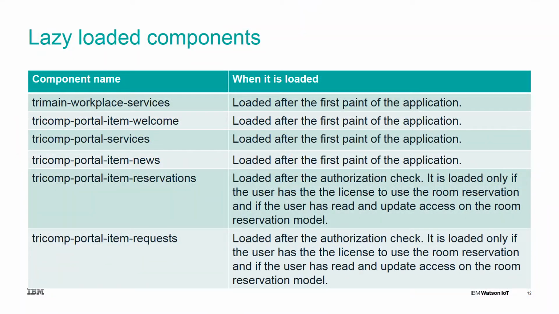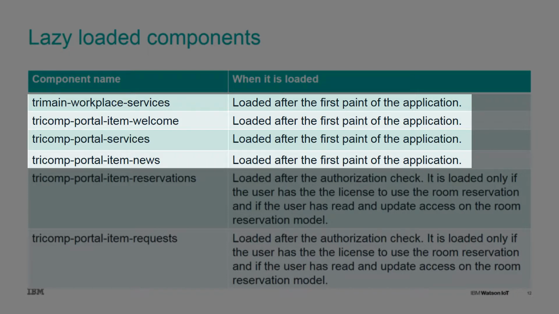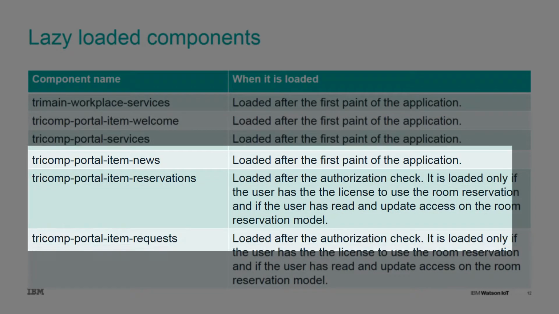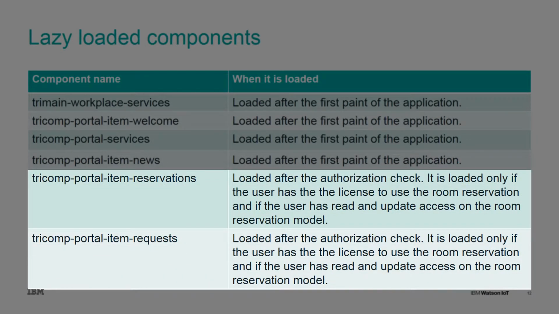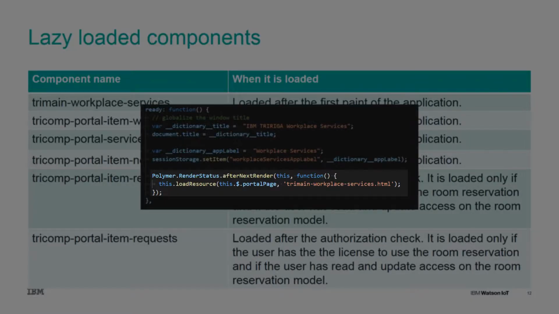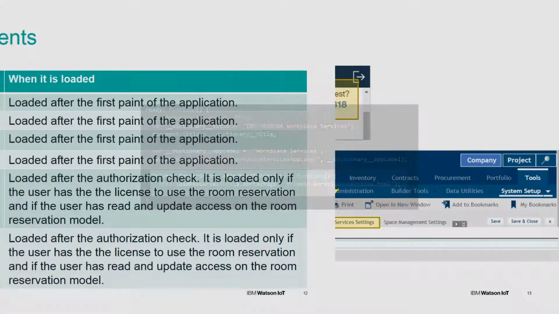To improve the first page load performance, some portal components are lazy loaded. Some components will be loaded only after the first paint of the portal by the browser, and the reservation list and the request list will be loaded only if the user has the required license and permissions. This code demonstrates how a component is lazy loaded in the portal.